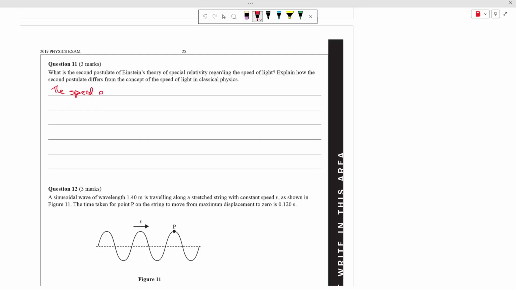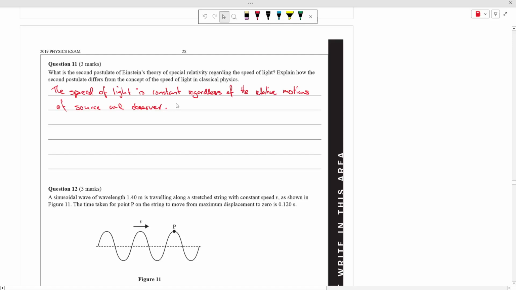Speed of light is constant regardless of the relative motions of source and observer. Okay, so it doesn't matter who's watching, doesn't matter how fast you're going, doesn't matter how fast the source of the light is going, whatever light you see is going to be traveling at c. Yeah, 3 times 10 to the 8.